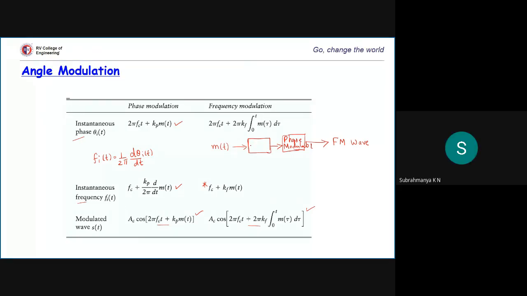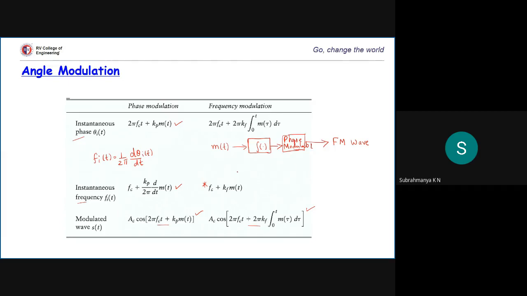Integrator. Exactly. So this is simply an integrator. If I want to write it precisely, this is simply an integrator block. An integrator of m of t will integrate this. Of course, 2 pi kf is a constant with which I have to multiply, and the rest is nothing but the same as your PM modulated wave. So this is how I can generate an FM wave.